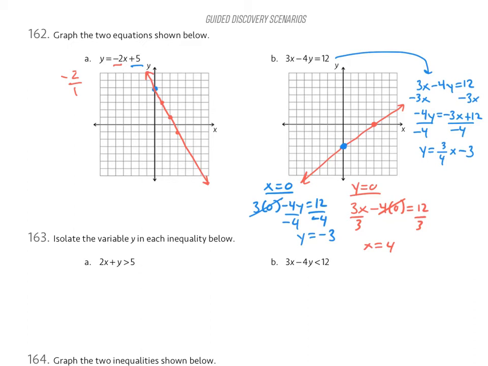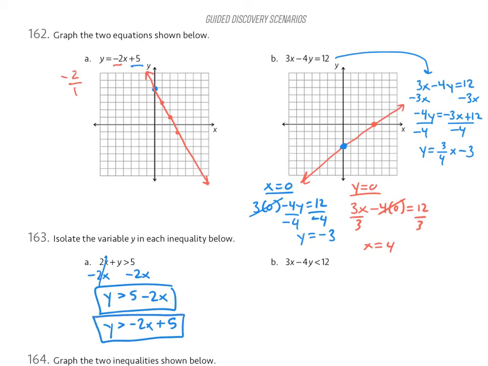163. Isolate the variable y in each inequality below. Part A. 2x plus y is greater than 5. 2x is positive, so I will subtract 2x from both sides. Y is greater than 5 minus 2x. So I have isolated y. I could also write it in different order. Put negative 2x first, and then plus 5. That is another way to write that.